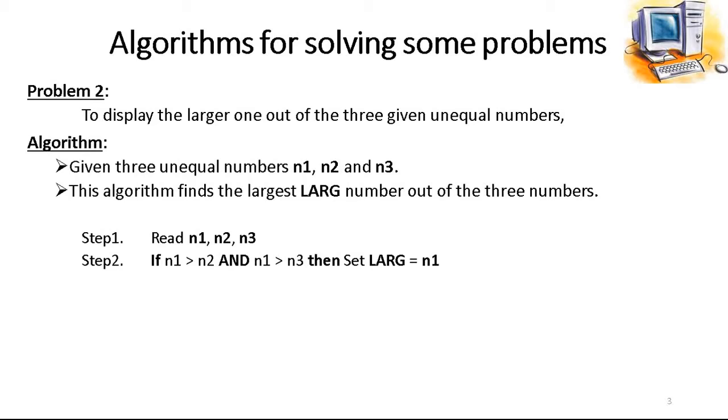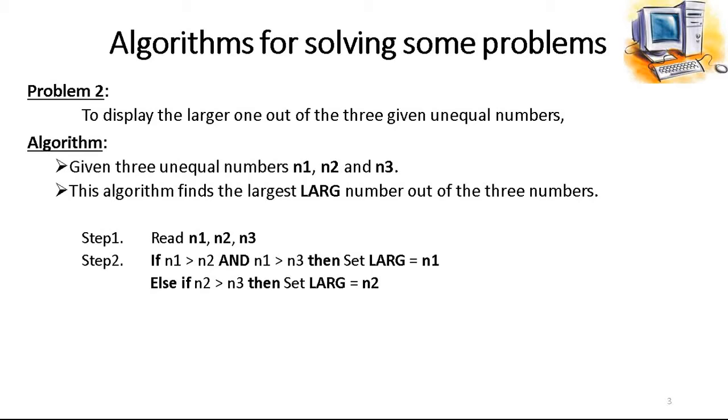Let's say if this condition is not true, if the condition is false, then we will put another condition to evaluate the condition for n2, whether n2 is the largest number or not. So for that reason we have to put else if, and we will compare n2 with n3, because n1 is already compared in the previous condition. So else if n2 is greater than n3, then set large is equal to n2.